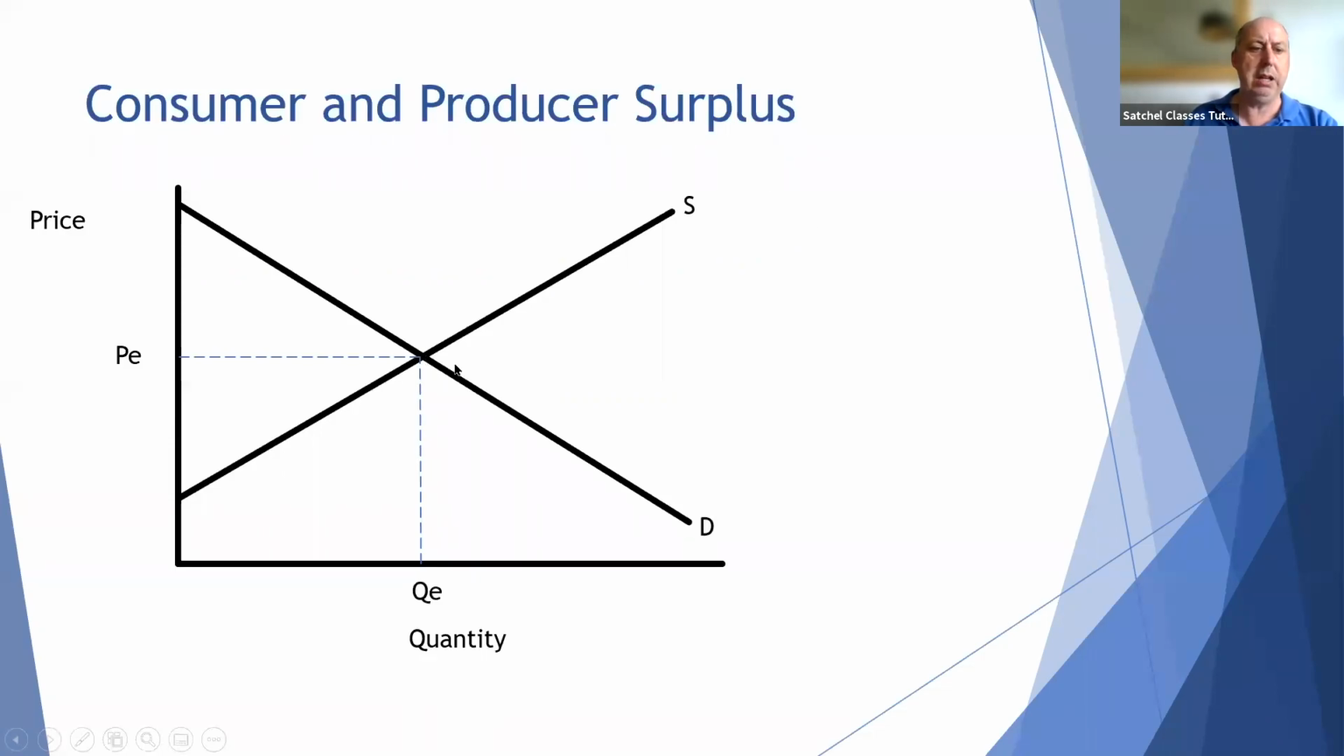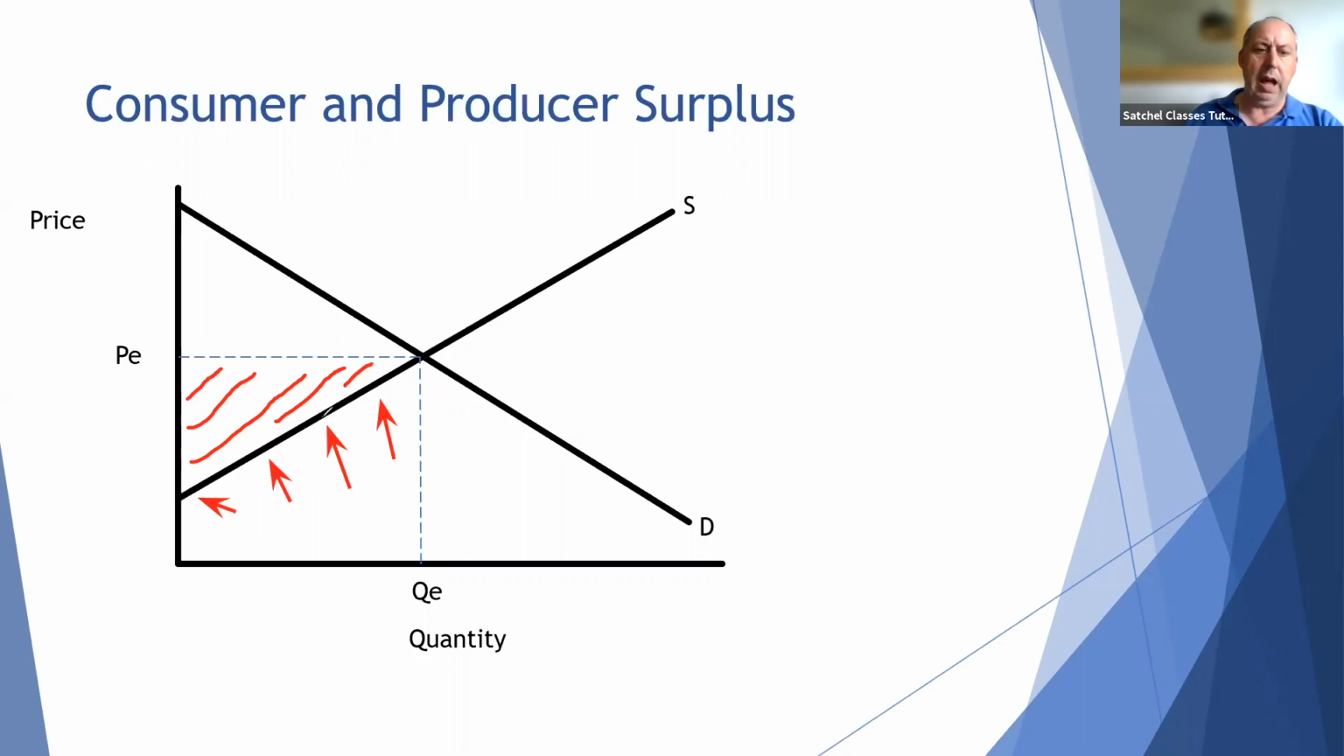Consumer and producer surplus at the equilibrium. All the way along our supply curve, producers can supply the product at different prices. So towards the axis here, the suppliers can produce a good very cheaply. Well, they're going to gain massively from selling it at the equilibrium price. And this area here is called the producer surplus. Let me just draw in a producer surplus. So this area here is the producer surplus.